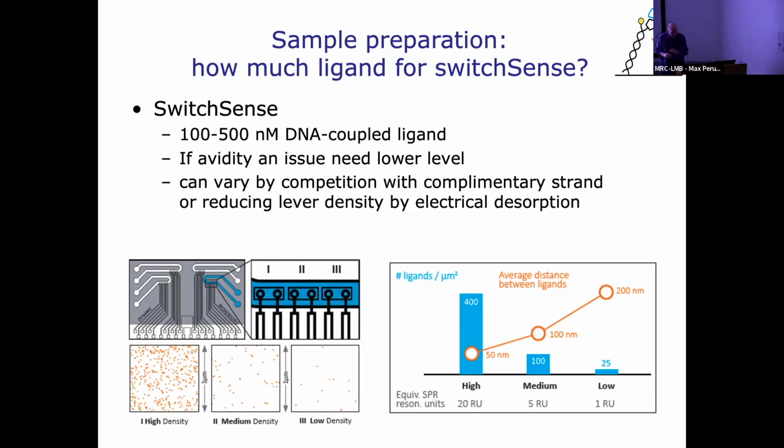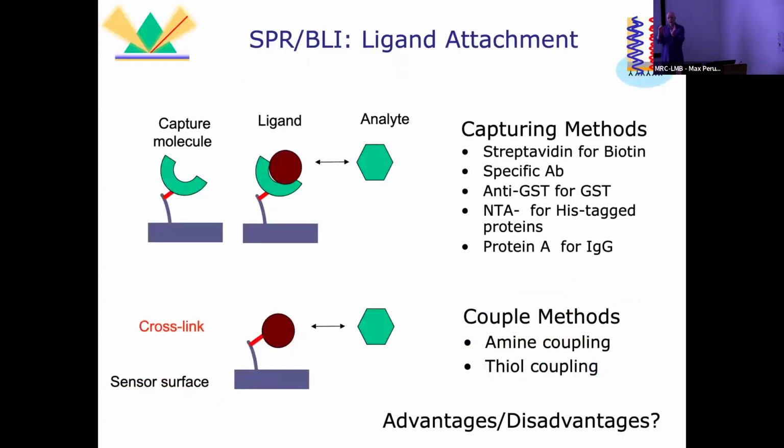So how do we get things on? Well, there's two ways. You can either capture or you can cross-link. When you capture, the good thing is you've got these different antibodies or GST, and you can capture the molecule, bring in the analyte, and then you can regenerate the entire system, capture the ligand again, and then flow it across the analyte. This works for most things. For streptavidin, obviously, because streptavidin-biotin binds, it's not going to come off, and there's nothing you can get to wash that off.